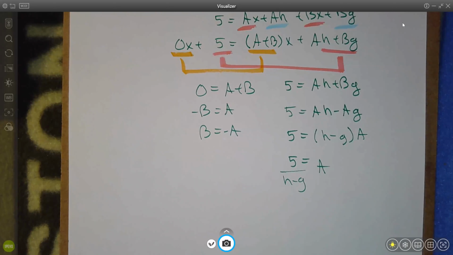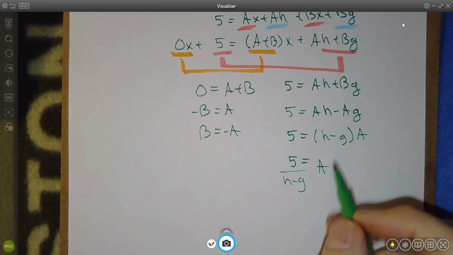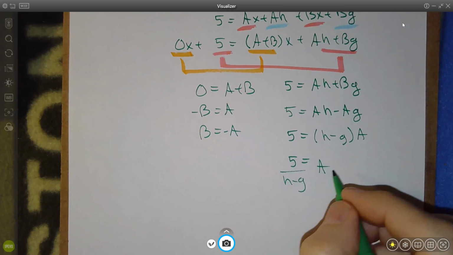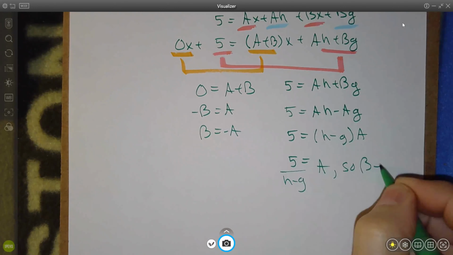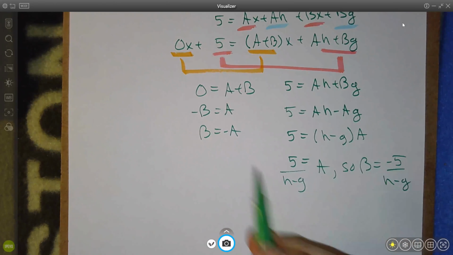Okay, so that's my expression for a, and because b is the opposite of that, b equals negative 5 over h minus g, because a and b are just opposites of each other. So that's kind of a little head start, a little warm up on that. There's really not much left to do there in terms of the problem. Just integrate it, and it's going to turn out a lot like what we just had.